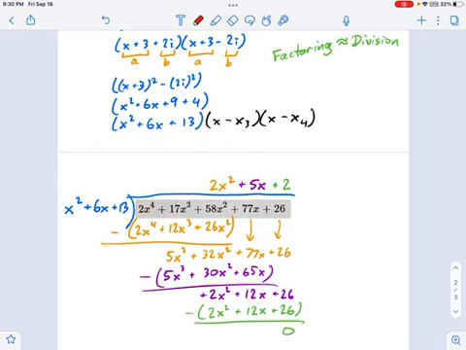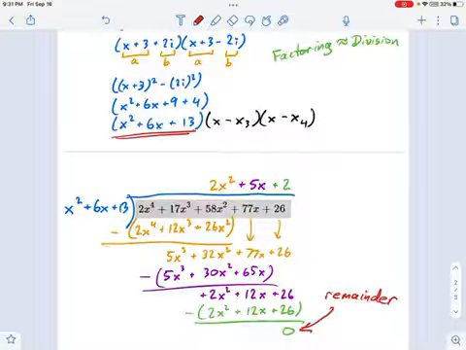And you repeat it again, one more time. 2x squared divided by x squared equals 2. And then I'm going to multiply back down again. And look at that, I've got a remainder of 0. Now, I suspected I had a remainder of 0 because I knew at the very start of this that x squared plus 6x plus 13 was a factor, an irreducible quadratic factor. So I knew there had to be a remainder of 0. What remained was to figure out this thing.